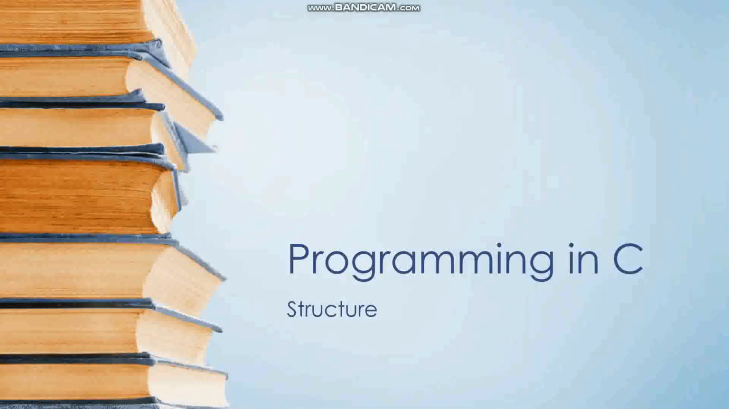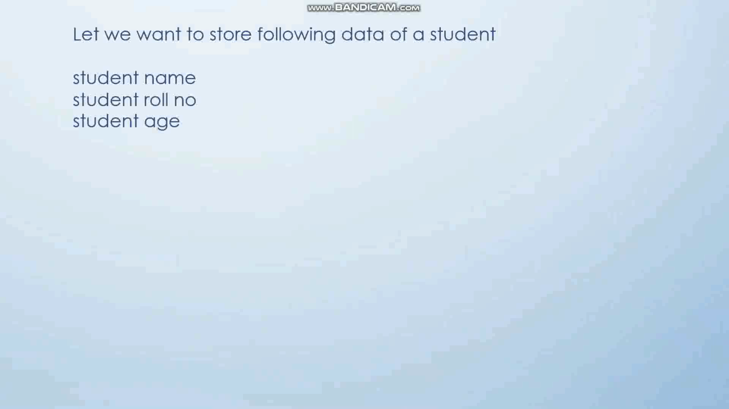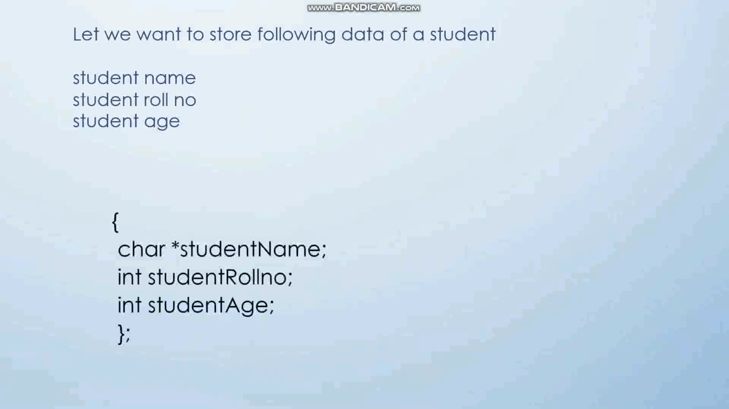Today we will discuss structure. So let's take one example. We want to store the following data of a student. For example, the name of a student, roll number of a student, and the age of a student. Then there is a simple way that we will declare three variables: student name for storing the name of a student, then student roll number, and student age with their data types.